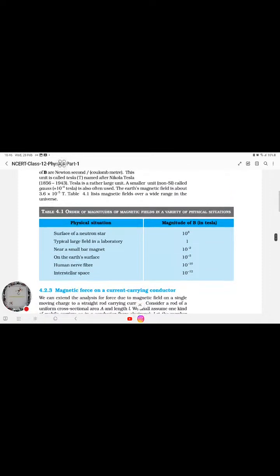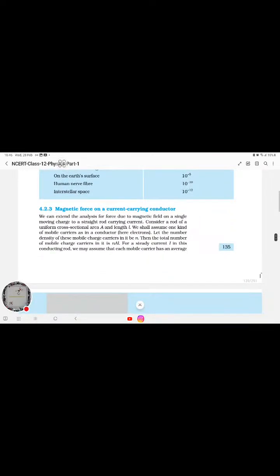So that's the intensity of Earth's magnetic field, and we have a list of certain other magnetic fields. As you can see, a human nerve fiber has a magnetic field of about 10 power minus 10 Teslas, whereas the surface of a neutron star has a magnetic field of about 10 power 8 Teslas. Tesla's SI unit is Newton second per coulomb meter. Moving on, magnetic force on a current carrying conductor.